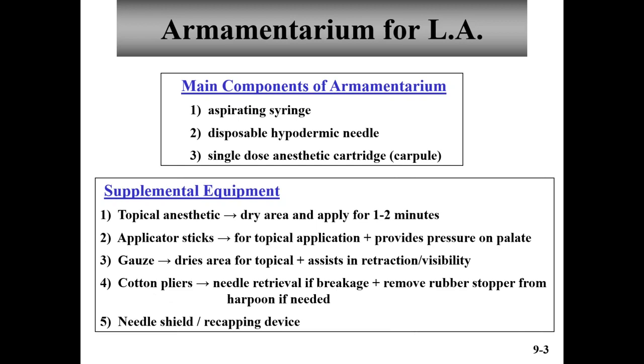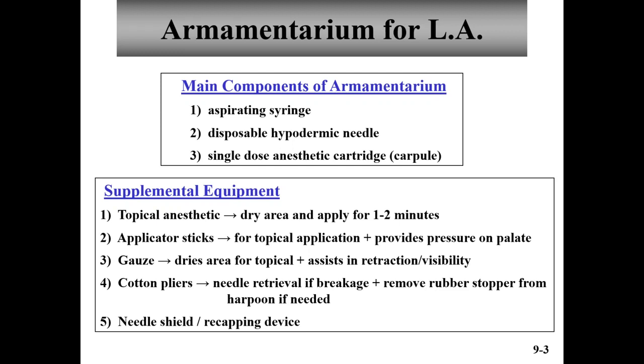Additionally, you will need and you will use topical anesthetic. You'll need an applicator stick to apply your topical. You'll need gauze. The gauze is used to dry the tissue before you apply the topical. You get a little better absorption onto a dry surface. The gauze can also be used to retract the lip so that the lip doesn't slip out of your fingers, or retract the cheek so that it doesn't slip while you're delivering anesthesia. So gauze is always a good thing to have around.